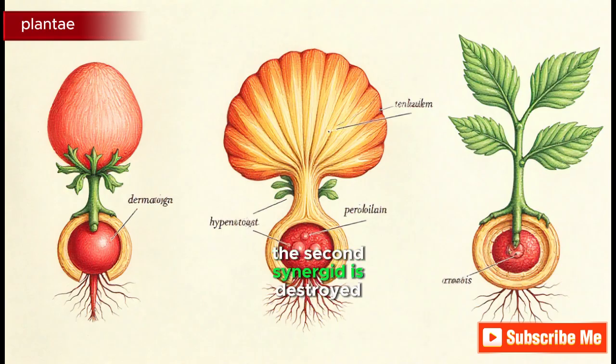The second synergid is destroyed after fertilization. The antipodal cells also disintegrate, either before or after fertilization. The oospore develops into the embryo, while the endospermic nucleus develops into the endosperm.